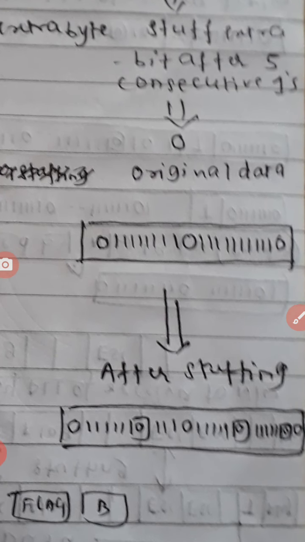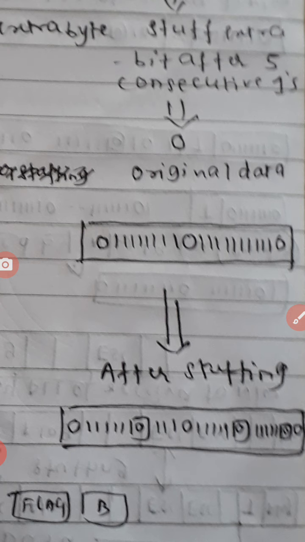We have the original data 0. You can count the number of ones: 1, 2, 3, 4, 5, 6, 7, 8. Totally we have 8 ones. Again we have 0, again 8 ones, then 0. Now, when the sender wants to send this as data, stuffing is done. We'll see how the stuffing is done.